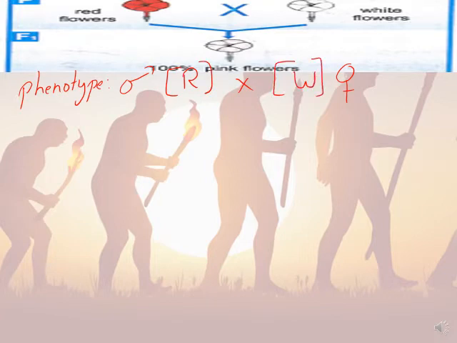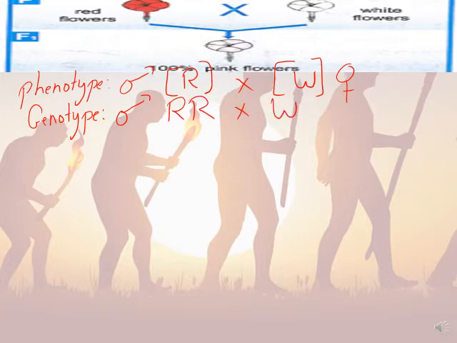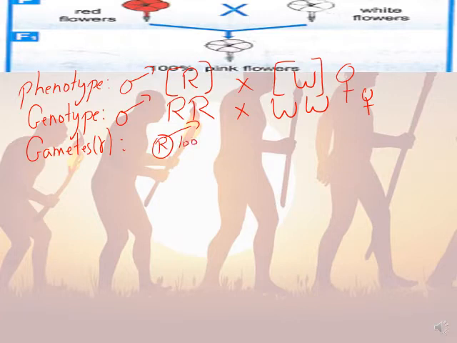Moving to the genotype. So the genotype of the parents: here we have pure RR crossed with WW, the female. Then we move to the gametes, symbol gamma. Here we have 100% R, and here we have 100% W. Moving to the table of cross.